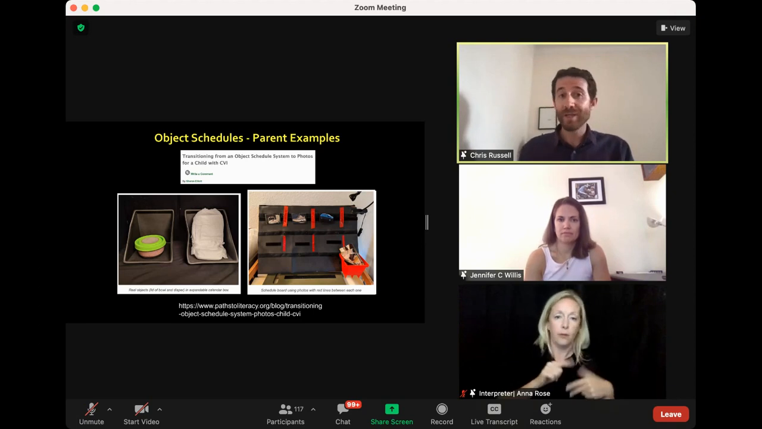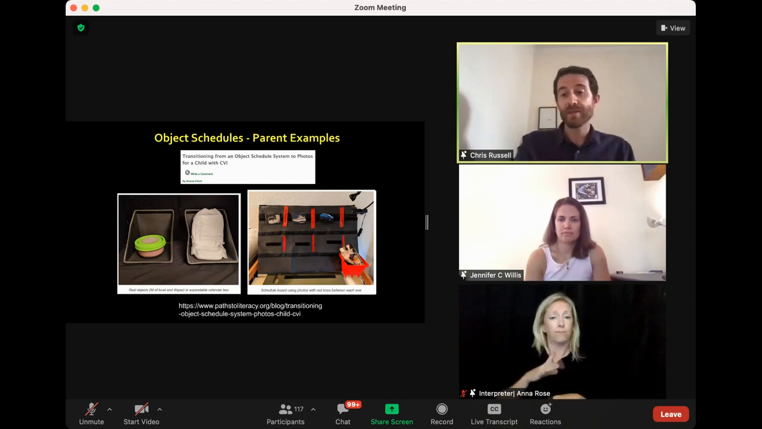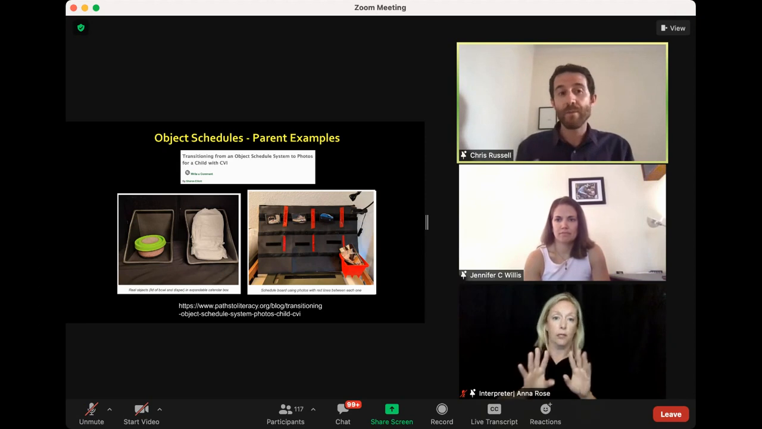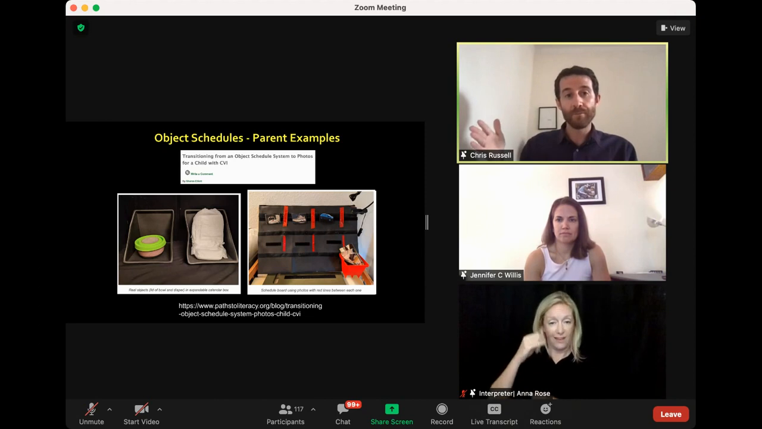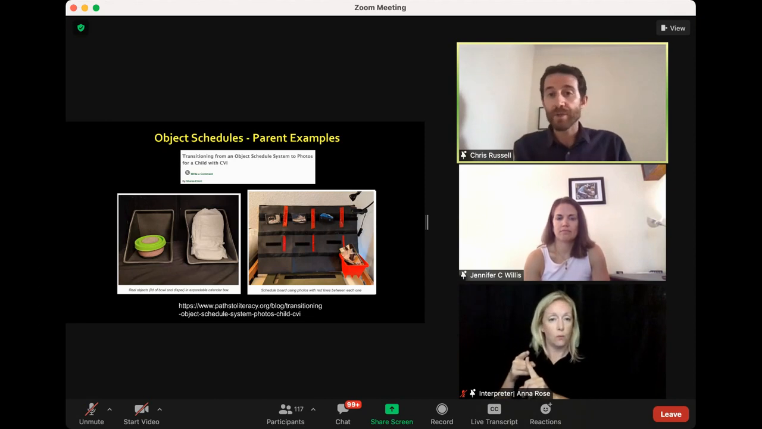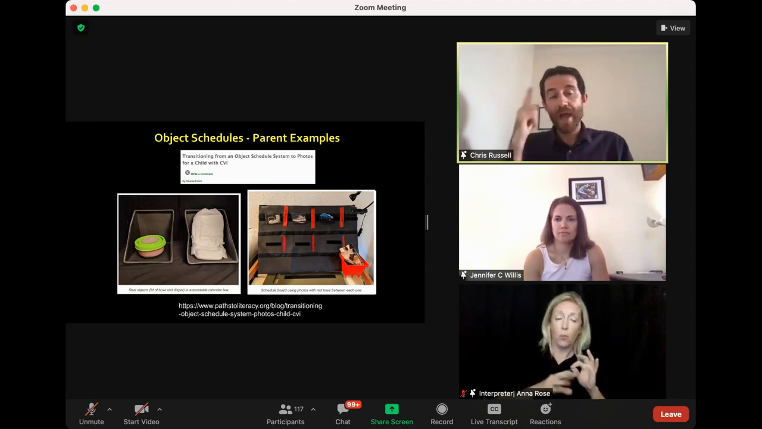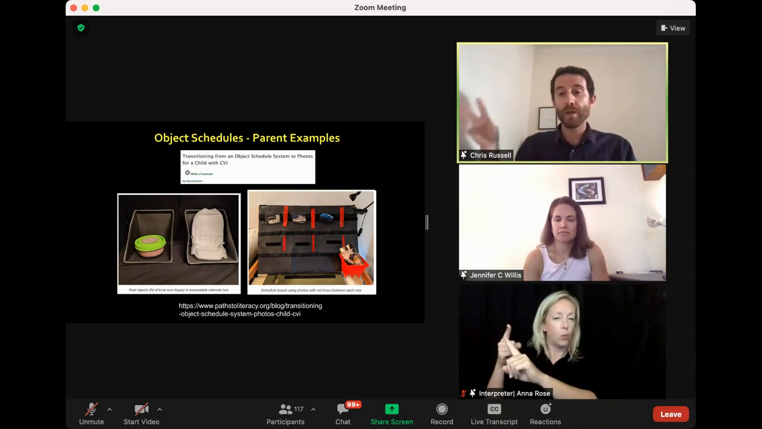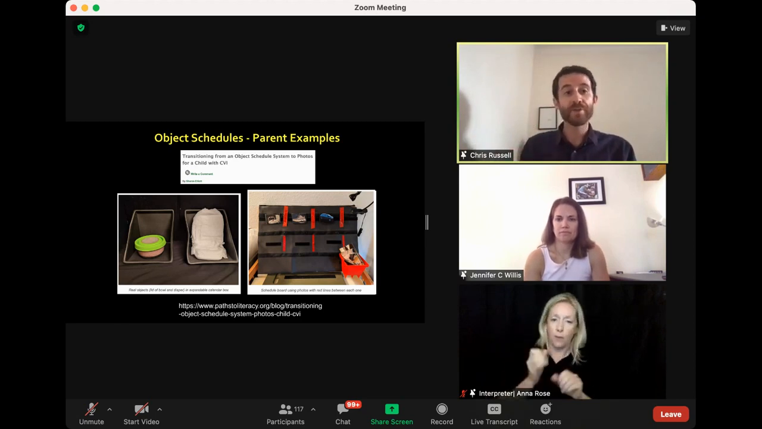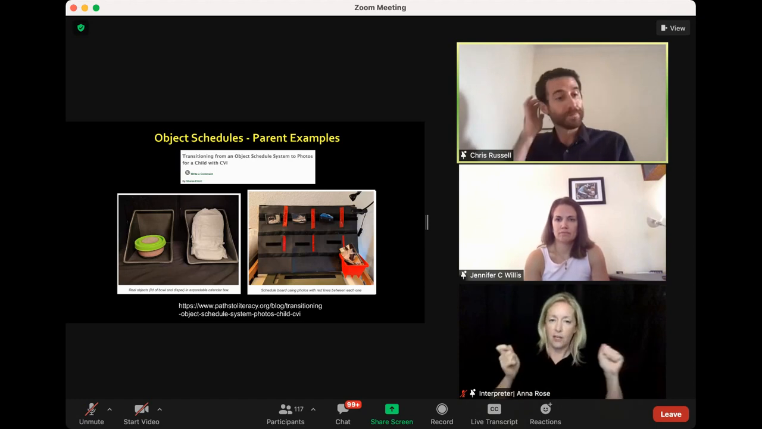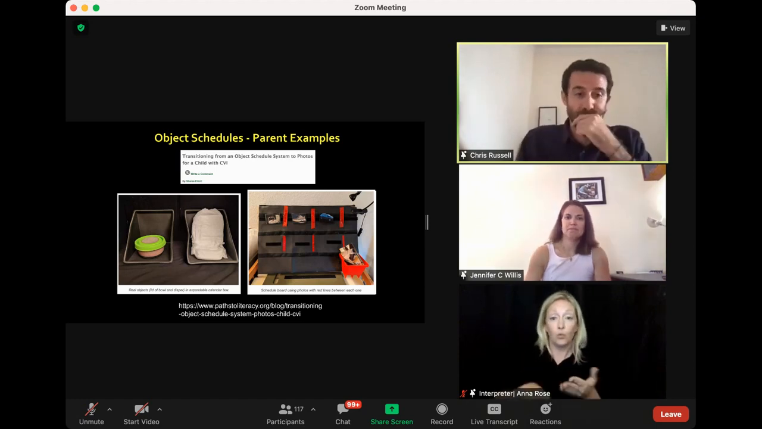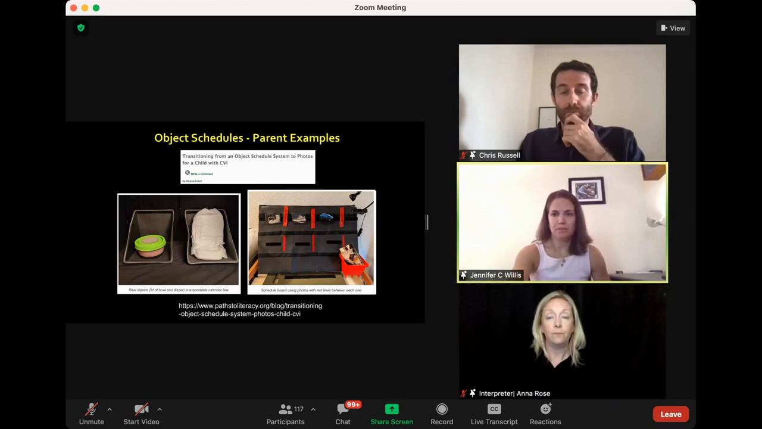So I think this is a really nice visual example, but it's also a great reminder of how we need to be thinking about the end goal, even as we start with the beginning steps. So we have to have in our mind, okay, where is this going long term, so that we create a system that is able to evolve with the child. Beautiful. Thank you. All right.